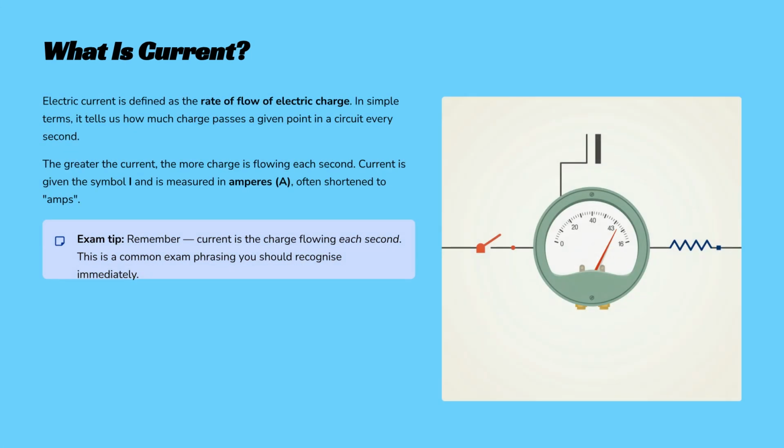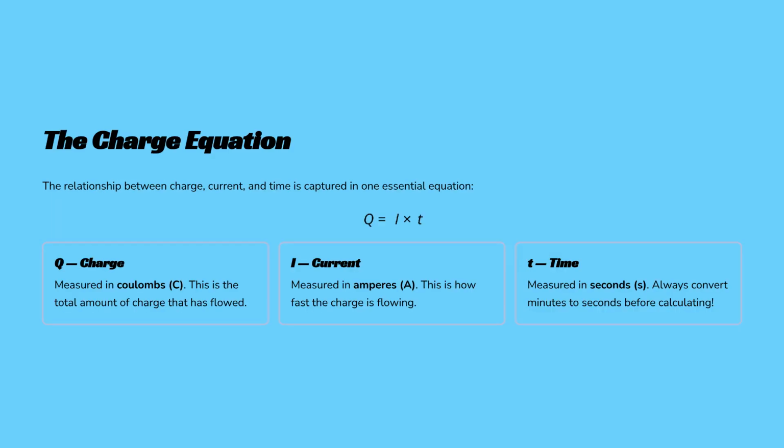Moving on to current, it is defined as the rate of flow of charge. It tells us how much charge passes a point every second. Current is symbolized by I and measured in amperes, or amps. The relationship between charge, current, and time is given by the equation Q equals I times T. Remember, Q is charge in coulombs, I is current in amps, and T is time in seconds.